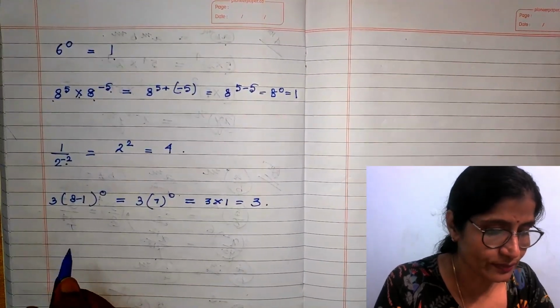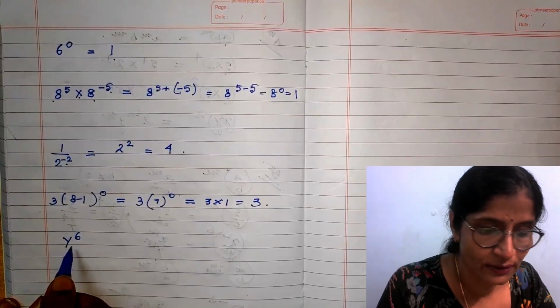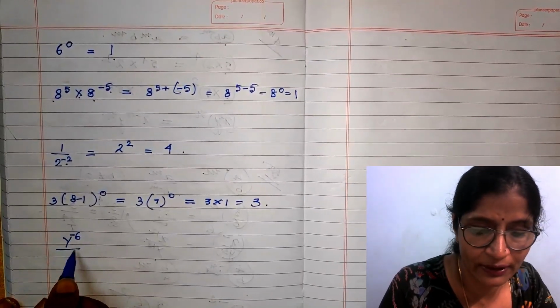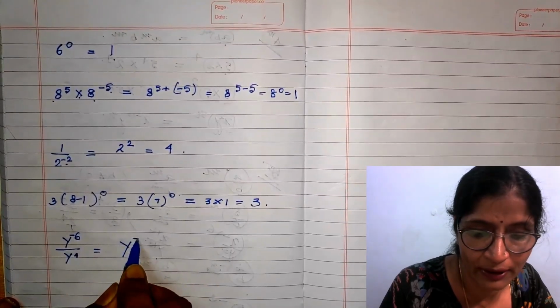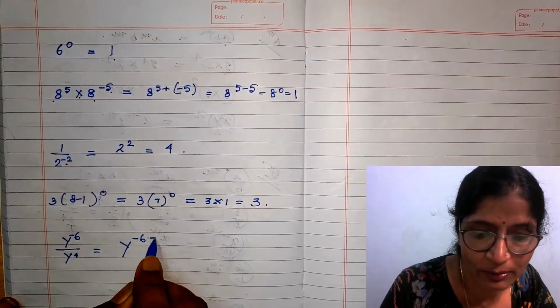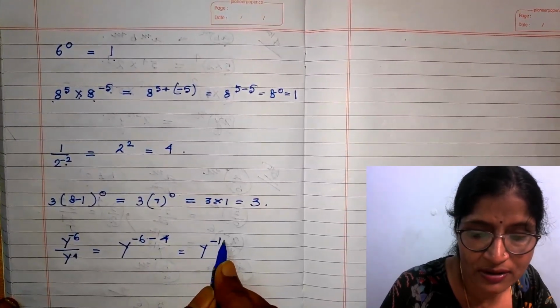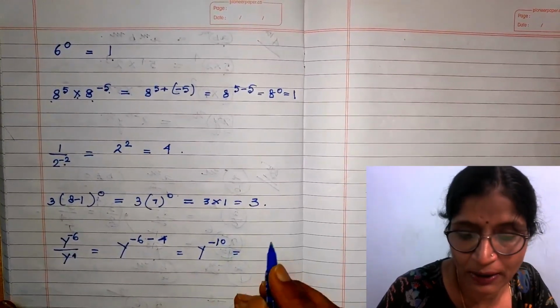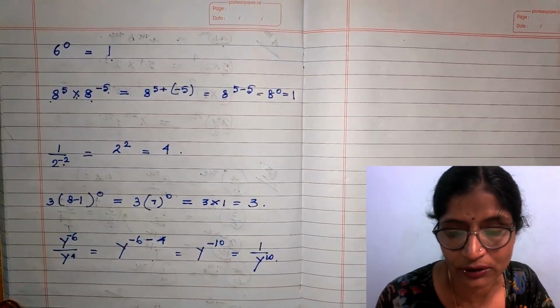Next sum is y to the power 6 minus 6 divided by y to the power 4, then it is equal to y to the power minus 6, since it is division, so it will be minus here 4, and it is equal to y to the power minus 10. And to make this power positive, what I will do, I will write y in the denominator, so it is this.